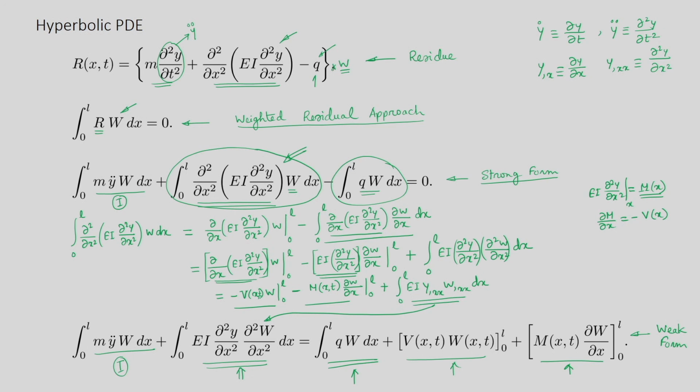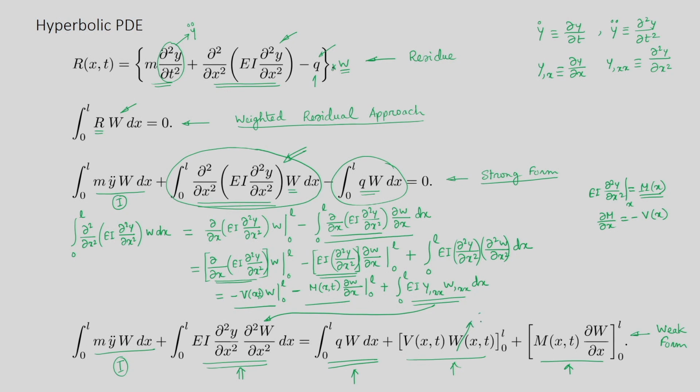Now if I look at the problem in hand, we see that for the simply supported case, both the ends are pinned, so the displacement at x equal to 0 and x equal to L is defined for all time t. It means the weight function w has to vanish at x equal to 0 and at x equal to L for all time t. So for the problem in hand, this w is equal to 0 at both x equal to 0 and x equal to L.